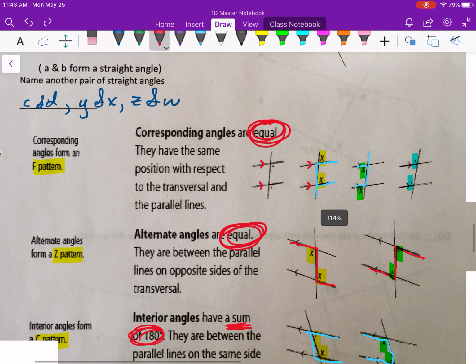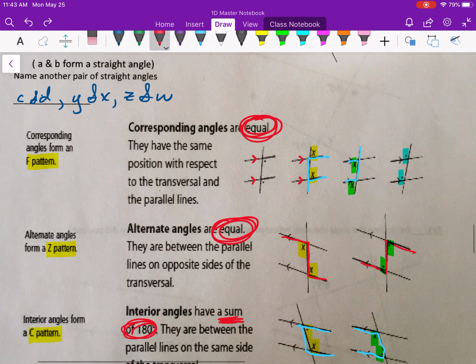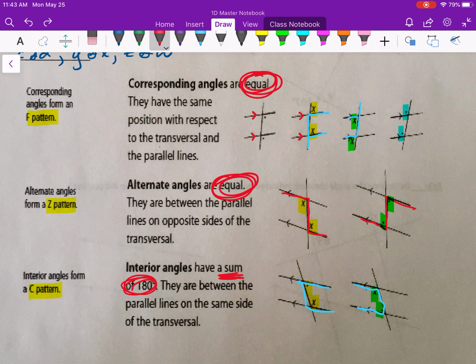Then we have corresponding angles. Now, we're going to get into a group of three patterns here. We've got the F pattern, which is corresponding angles. We've got the Z pattern, which is alternate angles. And we've got the C pattern, which is interior angles. And these are all specifically to do with parallel lines that are cut across by a transversal. So the first one, corresponding angles. They form an F pattern.